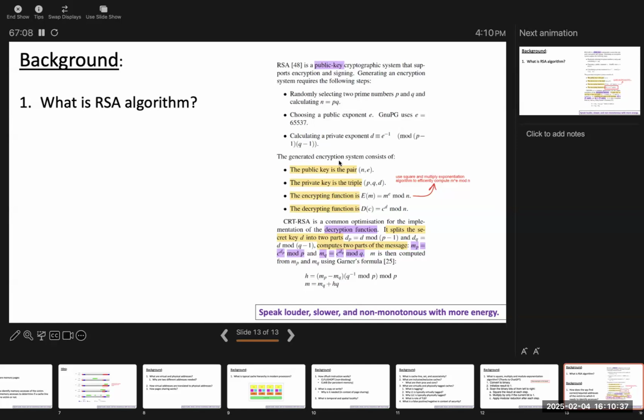To answer that, let's first talk about how they calculate with DP and DQ. During decryption, they compute two parts of the message, MP and MQ. They separate the message, okay? MP, the decrypted message part, is calculated by C raised to power DP mod P, and MQ is equal to C raised to power DQ mod Q. If I can get DP here and DQ here, I can reconstruct D. Now let me give you an example.